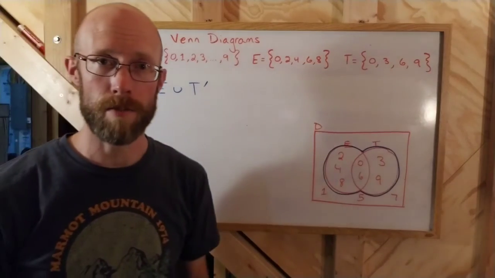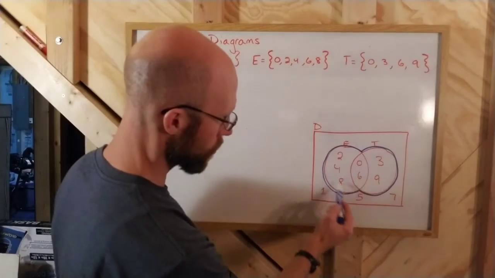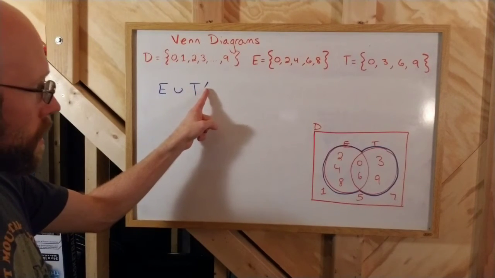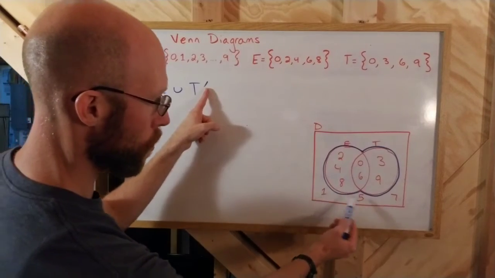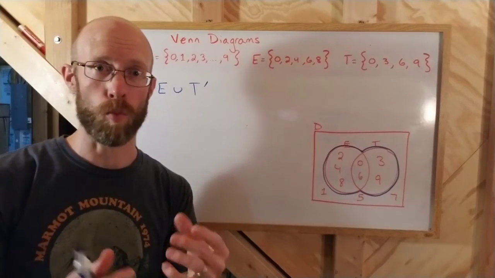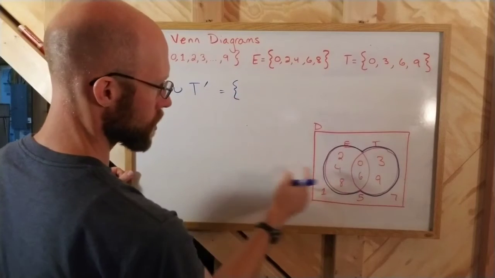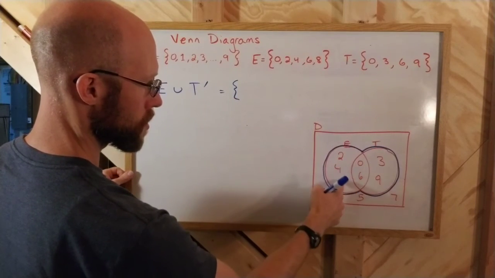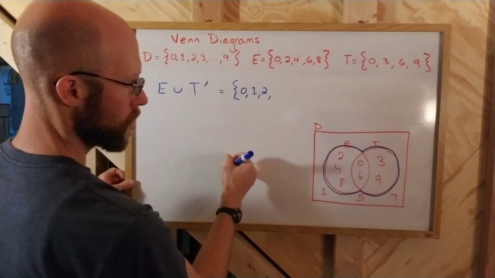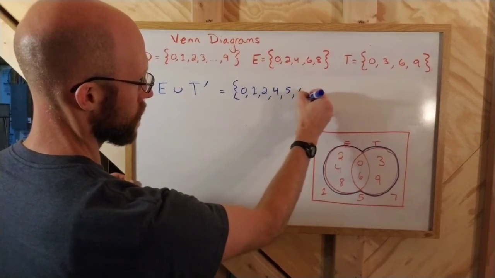Again, you could pull it right off the Venn diagram. You could look at everything in E, which is this circle of evens, and then anything that's not in T, which would be all the 1, 5, and 7, and then union them. Union means you just pull them all together and make one big set out of them. Okay, so from the Venn diagram, I would see that as 0, 2, 4, 6, 8, 1, 5, 7. So 0, 1, 2, 4, 5, 6, 7, 8.